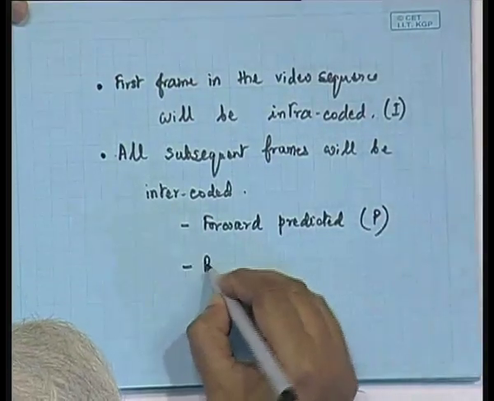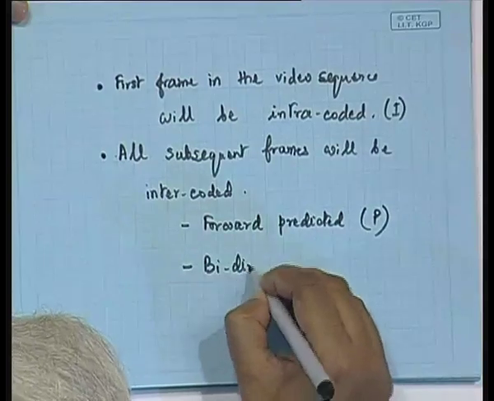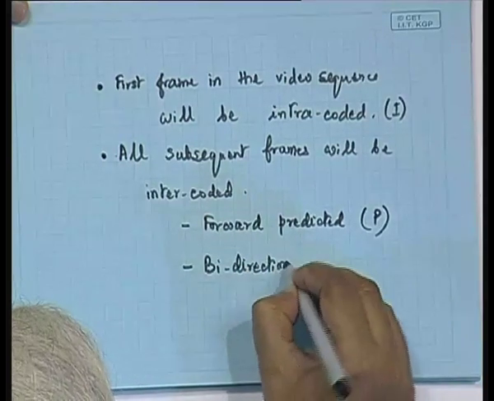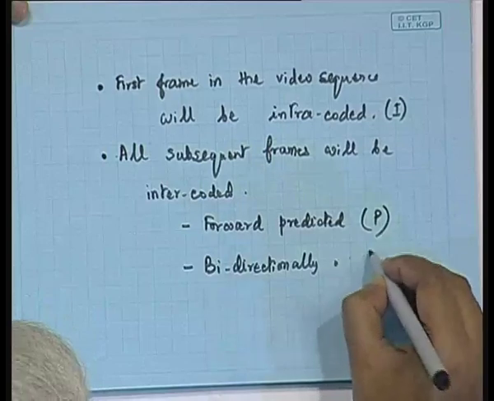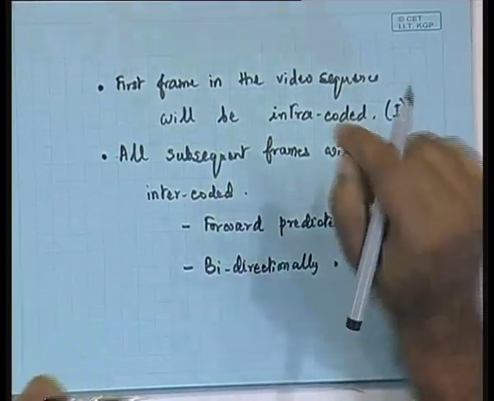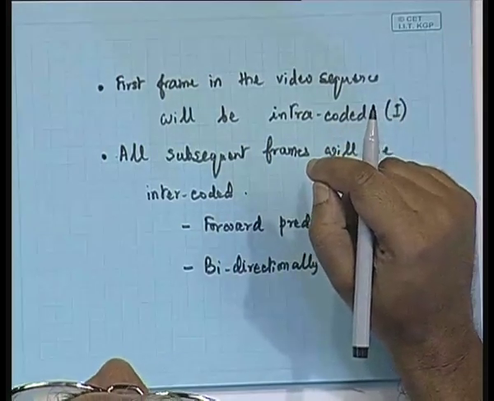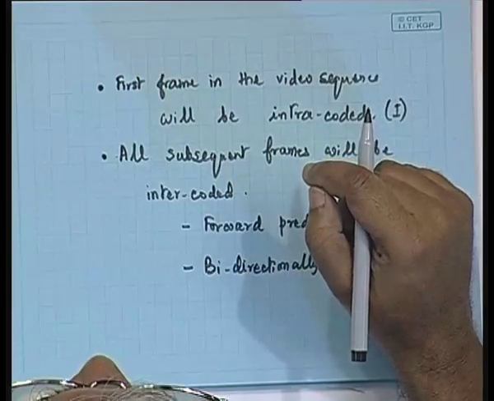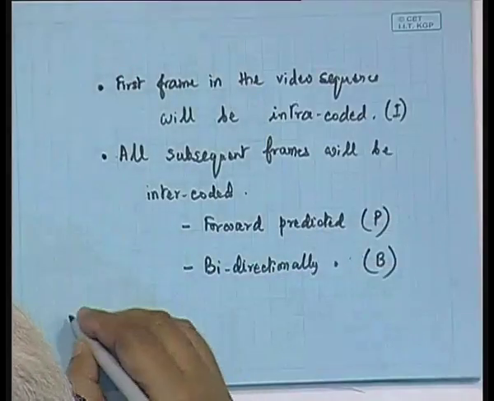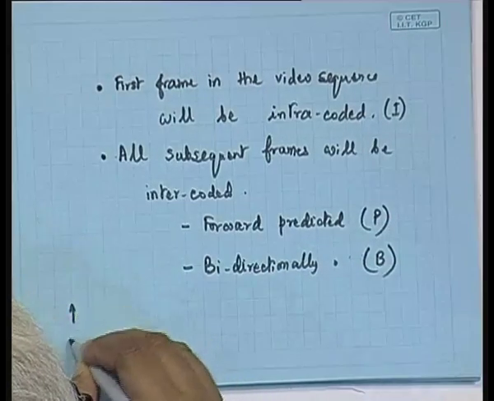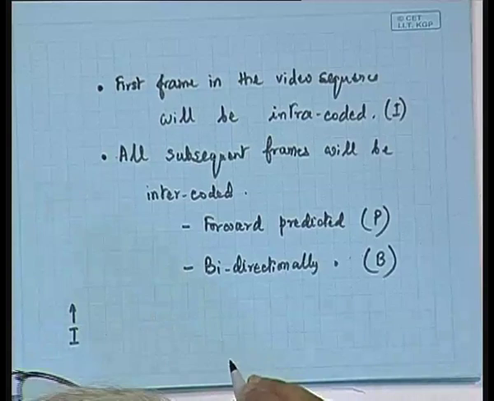And if the frame is bidirectionally predicted, then we are going to call it a B frame. So, we have I frames, P frames and B frames present in the video sequence. Now, what is the ordering that one has to follow? See, the first frame in a sequence has to be an I frame, right.